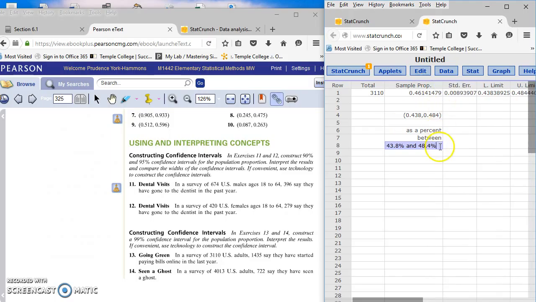So depending on what my stat lab asks you for, if it doesn't ask you for percents, then you can just list it as a decimal value. Remember that as a proportion, it's always going to be between 0 and 1, so 0.438 and 0.484. However, as a percent, it will be between 0 and 100. So 43.8% and 48.4%. Those are the lower and upper limits for the population proportion. We're 99% confident that the population proportion would be between those two values.